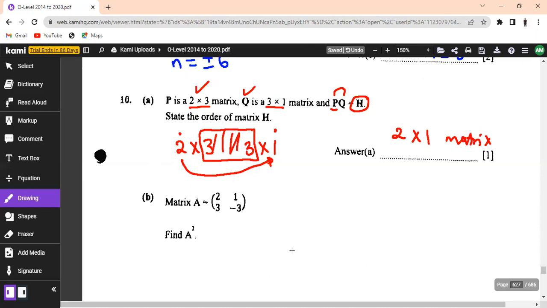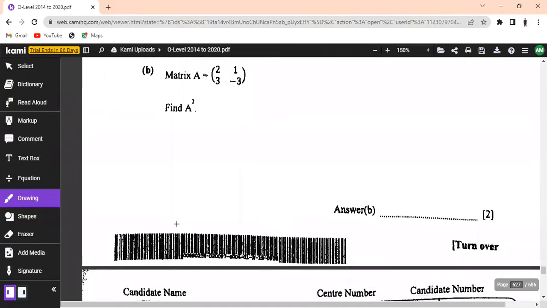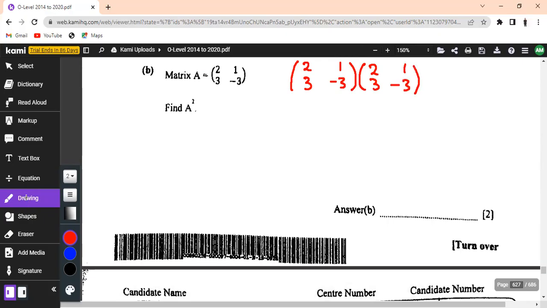All right, then we've got: find A squared from matrix A that you are given. As we know, guys, matrix A squared simply means matrix A times matrix A. So that's going to be 3, 2, 3, 2, 3, 1, minus 3, that's your matrix A, and it multiplies itself, which is 2, 3, 1, minus 3. So that's your matrix A.